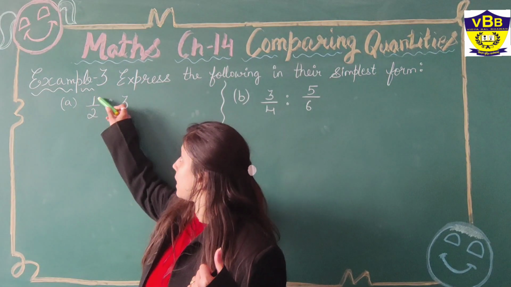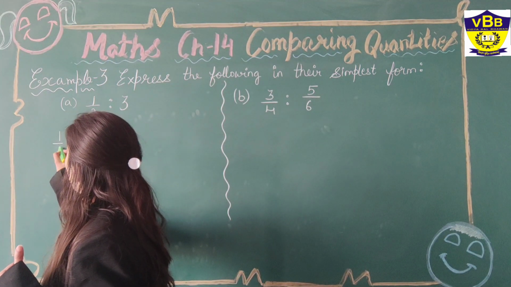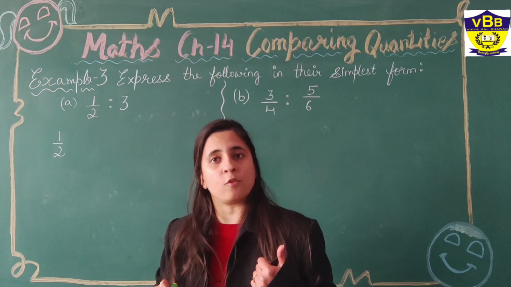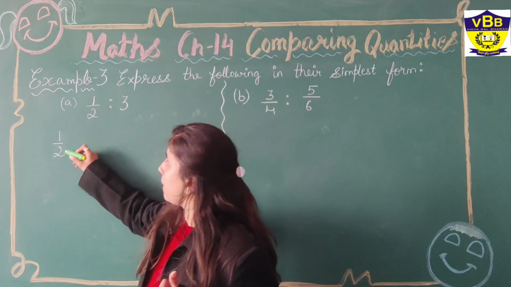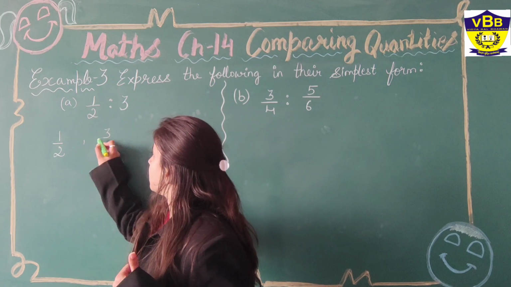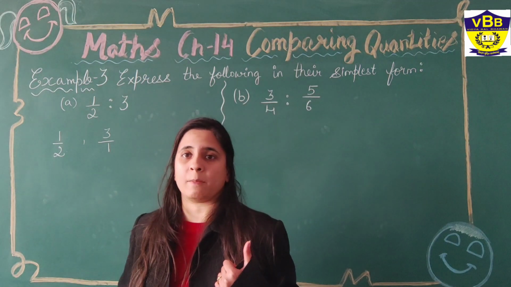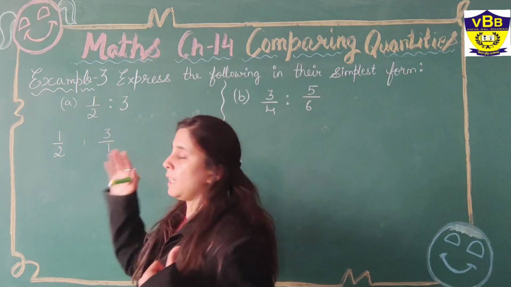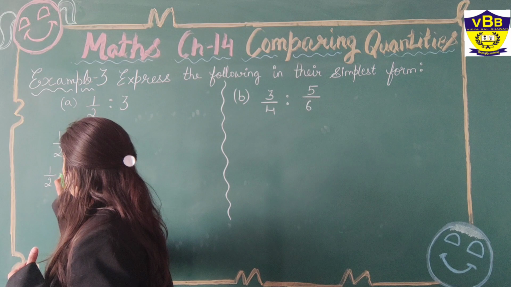So the next step becomes 1 by 2. We can express 1 by 2 in the form of a whole number. How can we do it? What is the LCM of 1 by 2 and 3? It is 1 by 2, and it is 3 by 1. The LCM of 1 by 2 and 3 will be 2. Right? Now, make them equivalent numbers. That means we will multiply 1 by 2 with 2.